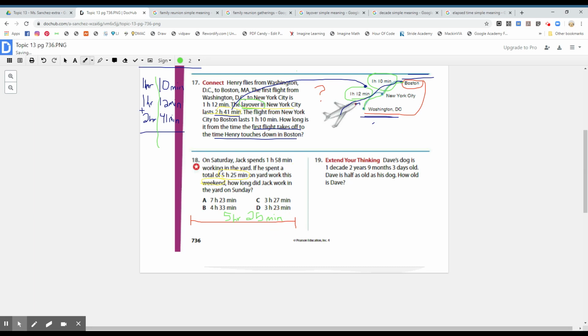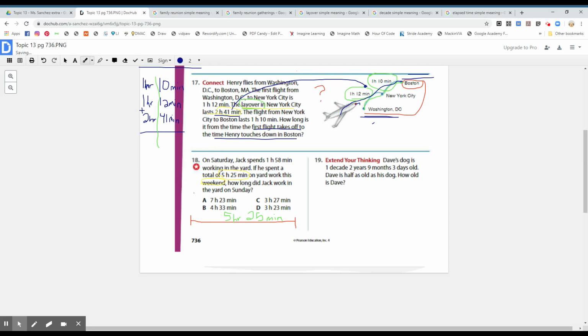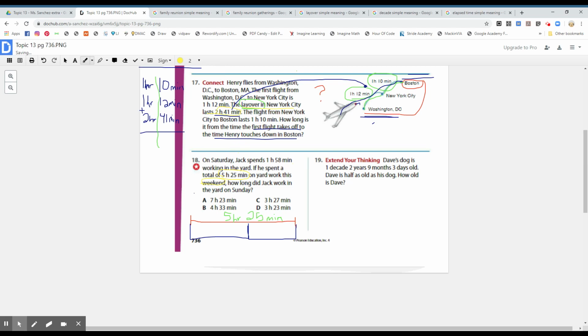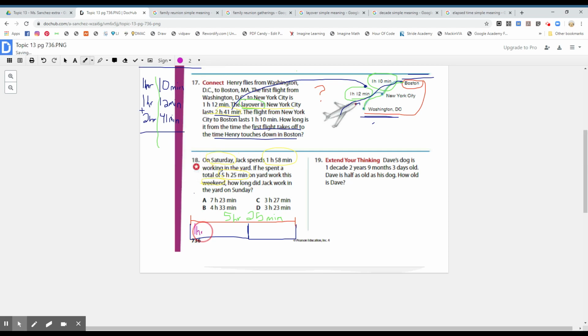Okay, down here, boys and girls, can someone help me, please? How many pieces do I need down here? How many pieces do we need? If you said 2, good job. Why do we need 2? Well, we have Saturday and we have Sunday. We know 1 piece. We know how much he spent on what day? Saturday. On Saturday, we know he spent 1 hour and 58 minutes. So I'm going to go ahead and write that. So Saturday was 1 hour and 58 minutes.